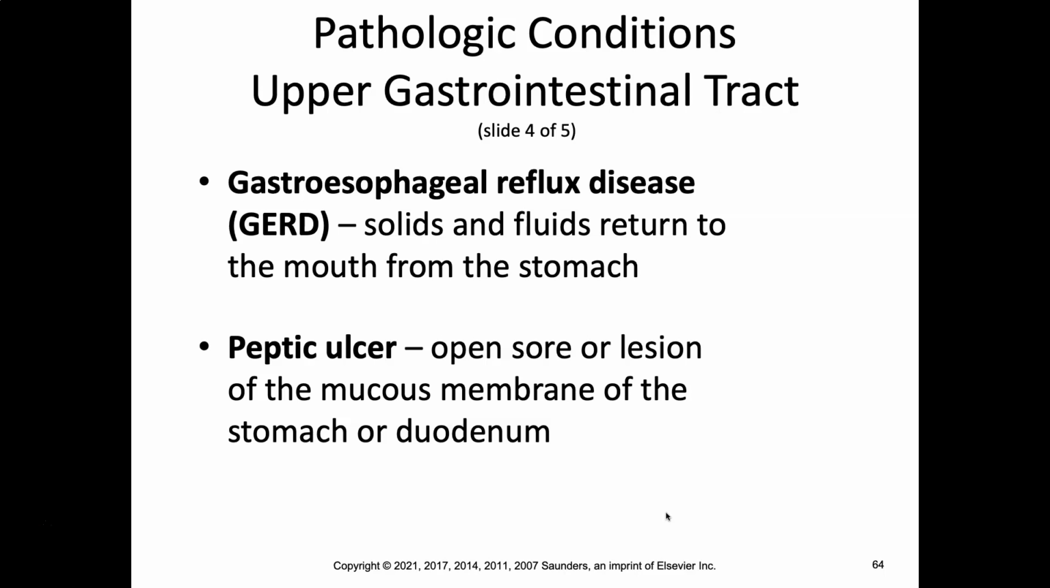Peptic ulcer is an open sore lesion of the mucous membrane of the stomach or duodenum, and these are very painful. So if you hear of somebody who has peptic ulcer disease, they have these develop periodically, and they are miserable. I don't have them, but I've heard that.